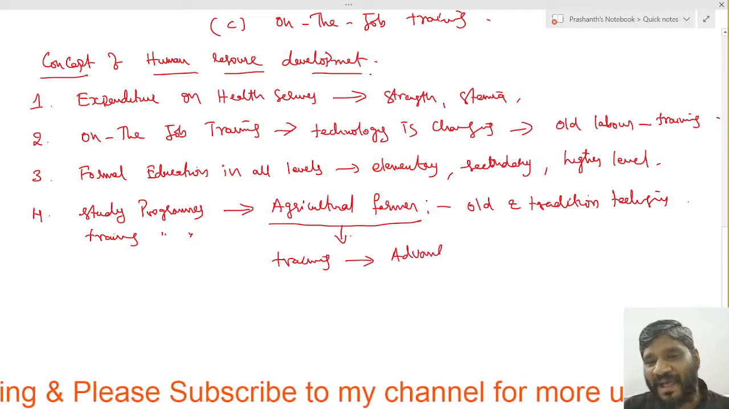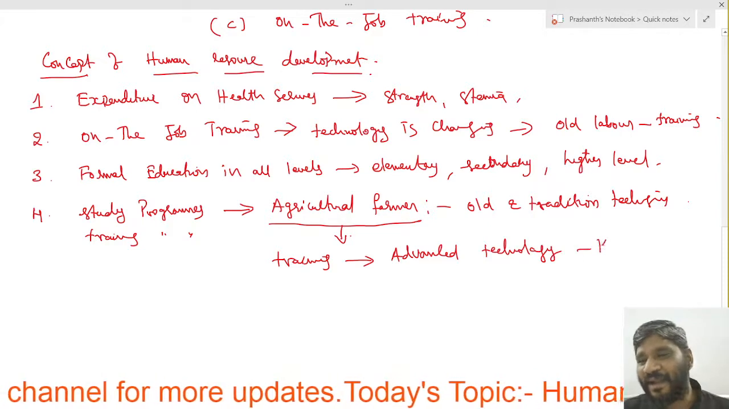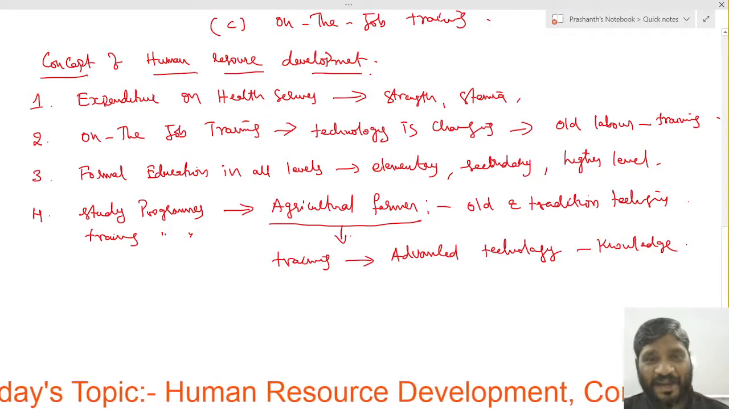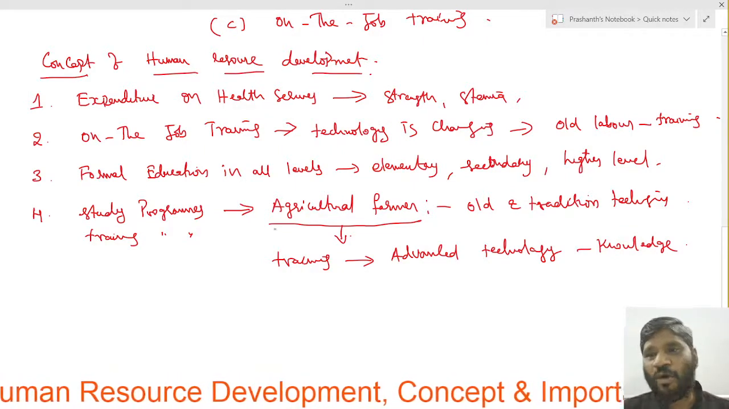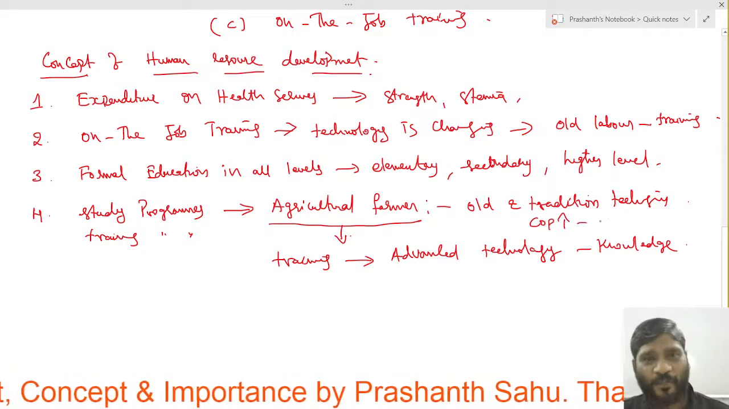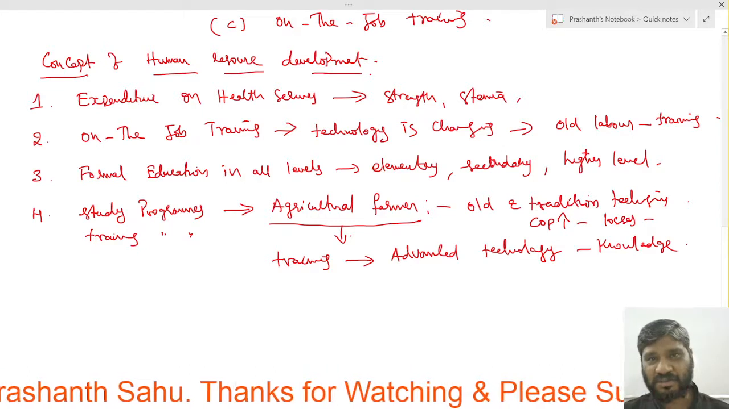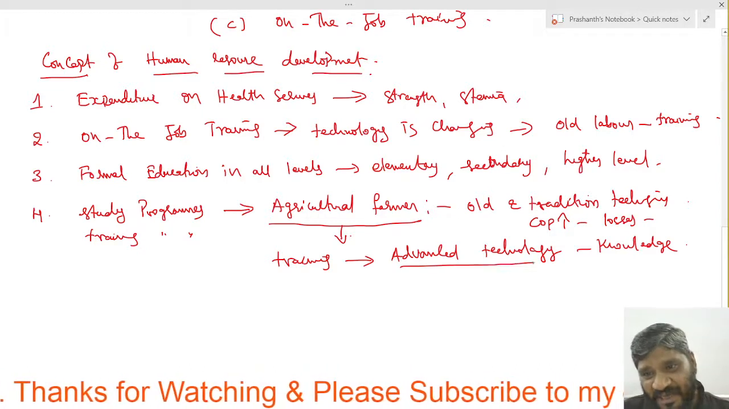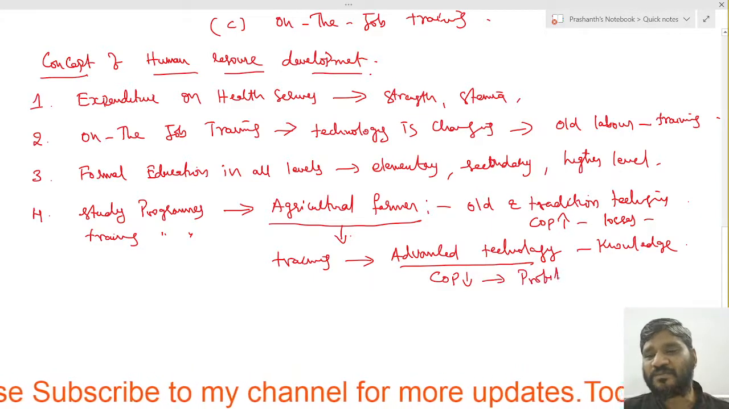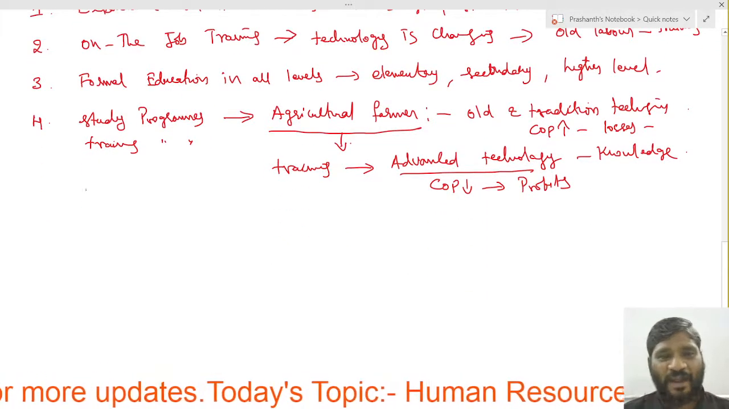So whatever agricultural farmers there are, they must be provided some sort of training, and advanced technology related knowledge has to be provided. Otherwise he cannot implement, he cannot develop, because if he is using the old traditional techniques, then the cost of production will be more, and he will get some sort of losses if he does not get a price according to his cost. But if he is using advanced technology, what happens? The cost of production will become lesser, and the farmers will get some profit, right? So the farmers also need some sort of development.